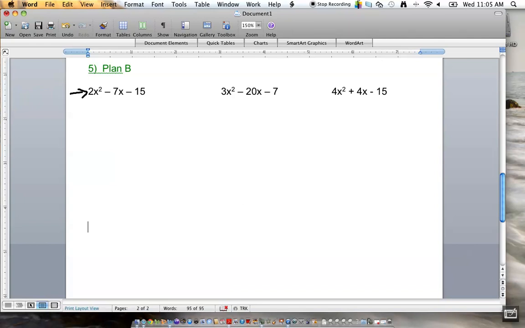But the truth is, Plan B will get you out of your dilemma. I'm going to take the 2, and I'm going to multiply it by the 15 in the end. Now, that gives me x squared minus 7x minus 30.